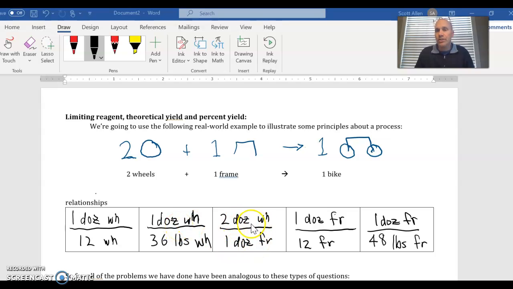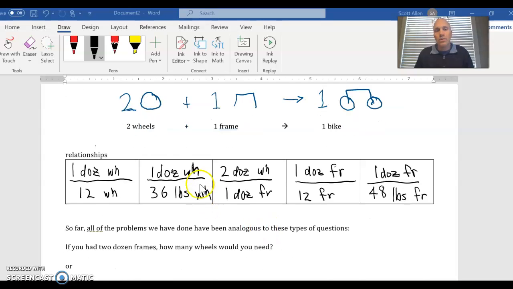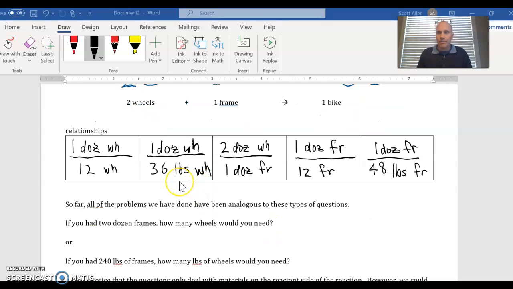The glue relationship that we use in chemical equations is just like this right here. If we need two of these for every one of these, it's the same thing as saying if you had 2 dozen of this, you would need 1 dozen of that. So far when we've done chemical equations, we've asked these types of questions. If you had 2 dozen frames, how many wheels would you need?